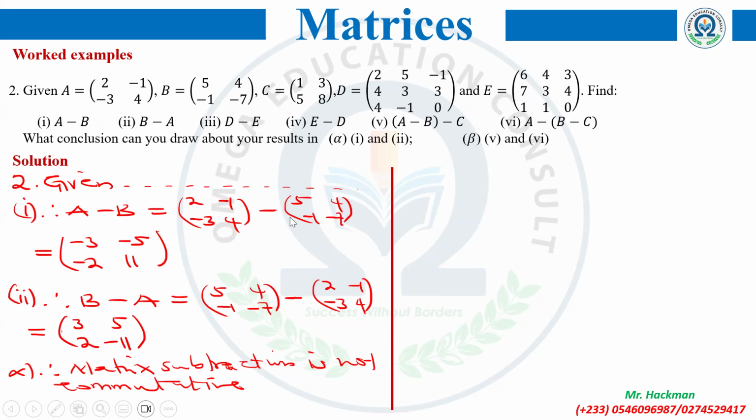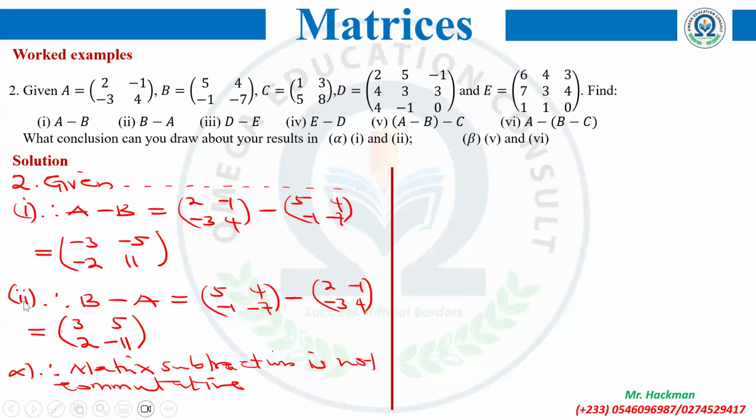Then you know, for you to subtract two matrices, we subtract corresponding entries. So that will give us 2 minus 5, which will give us minus 3; then minus 1 minus 4, which will give us minus 5. Then minus 3 minus 1, so it will be minus 3 plus 1, which will give us minus 2. Then 4 minus minus 7, which will be 4 plus 7, which will give us 11. All correct, my professors? Yes, please.